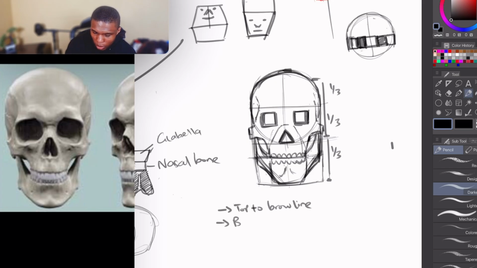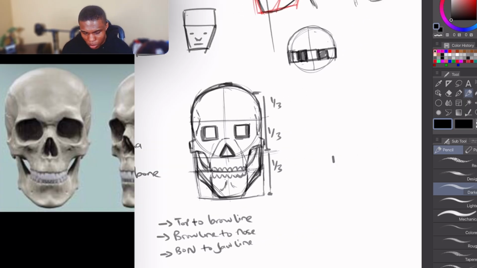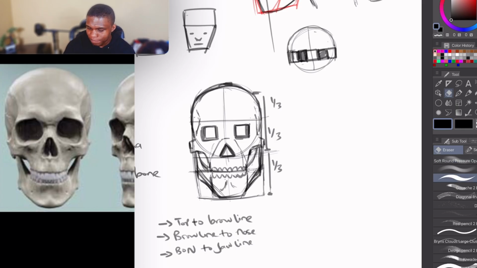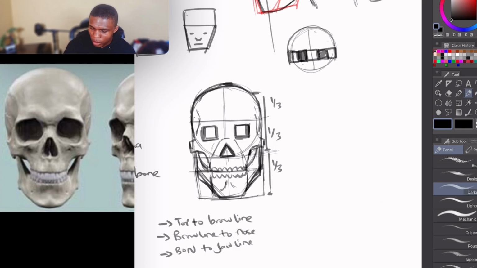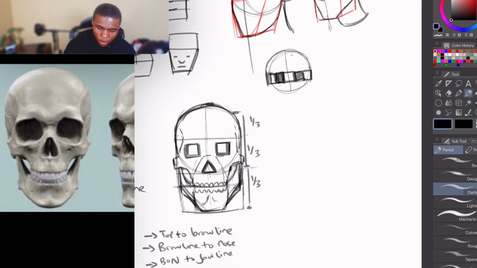And then brow line to nose, or bottom of the nose, and then bottom of the nose to the jaw, to the jawline. So these basic areas are what you need to remember when drawing in the front view.